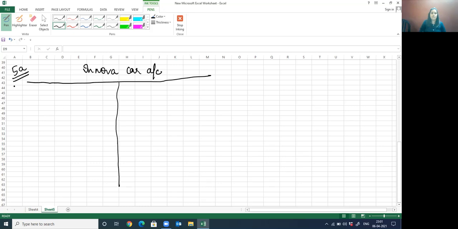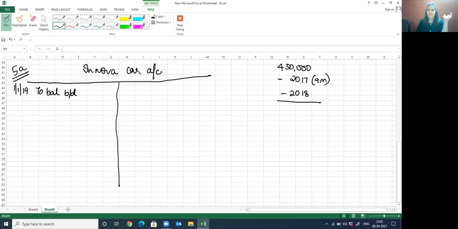Okay, now 1st Jan 2019, you will have to balance brought down. Now basically, can I say you had 4,50,000 one car, okay, and you depreciated it for 2017 9 months, 2018 full year, then you would have got the value. This value multiplied with 10 will be your balance brought down.